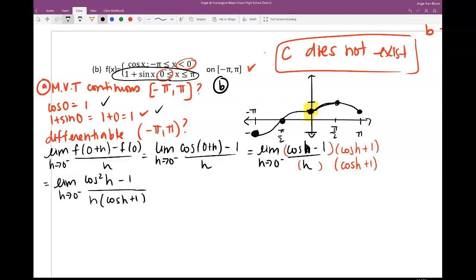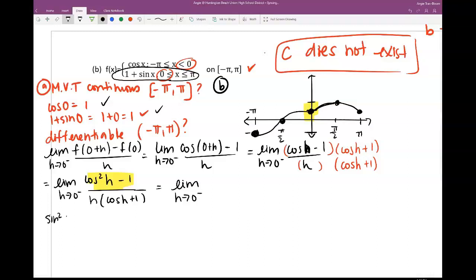Okay, then from here, with more manipulation, I will now take the limit as h approaches 0 from the left. Here's the part that I'm going to change, and I hope you remember. Let's highlight this piece and write that in the bottom: sine square of h.